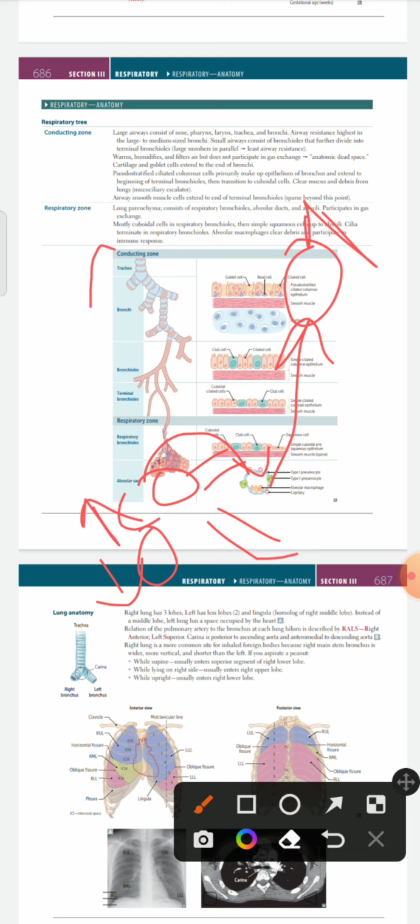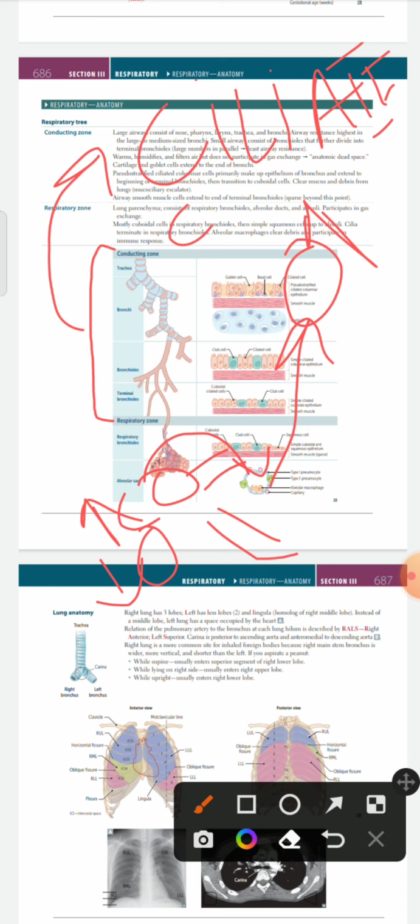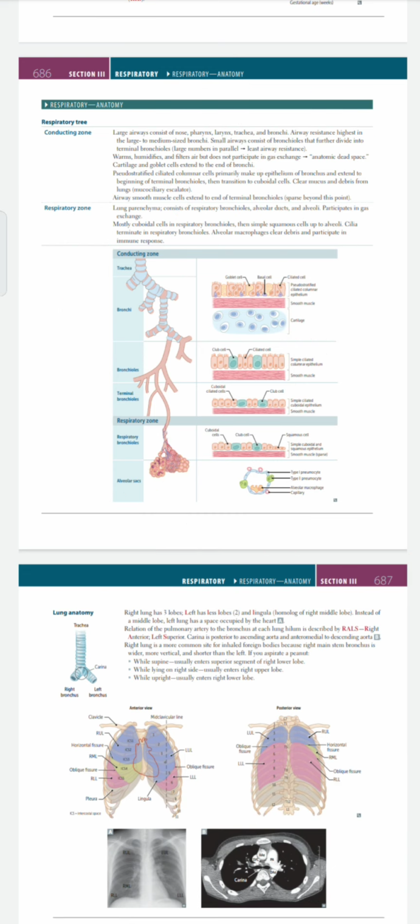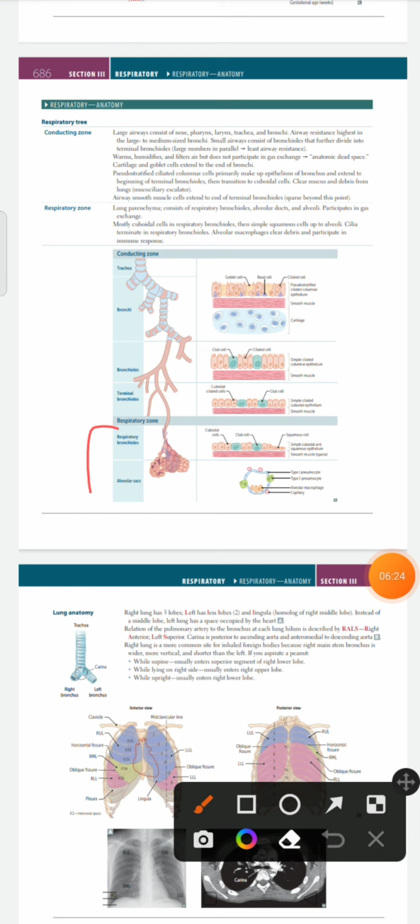From the trachea to the terminal bronchioles, the airway is lined by ciliated columnar epithelium. From the respiratory bronchioles to the alveolar sac, it is lined by simple cuboidal epithelium.